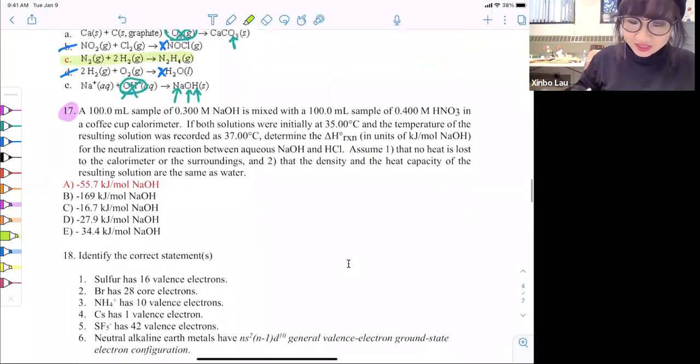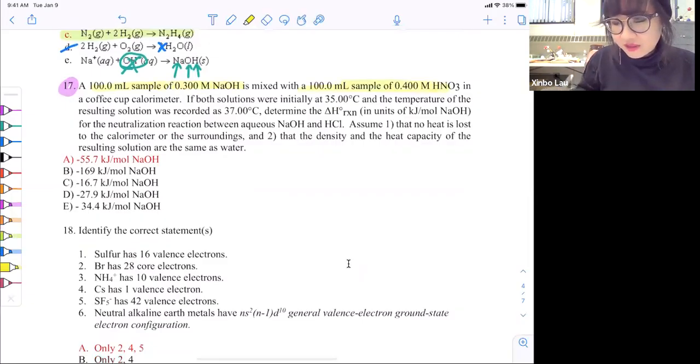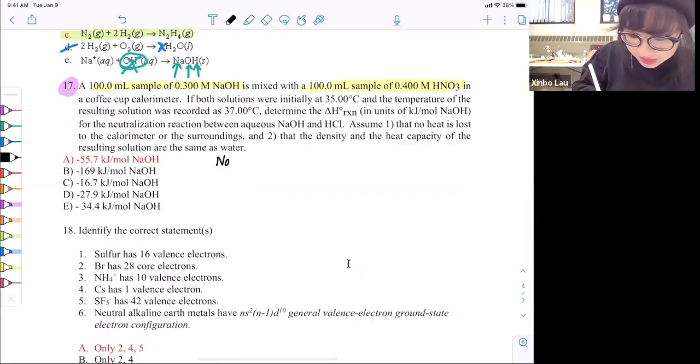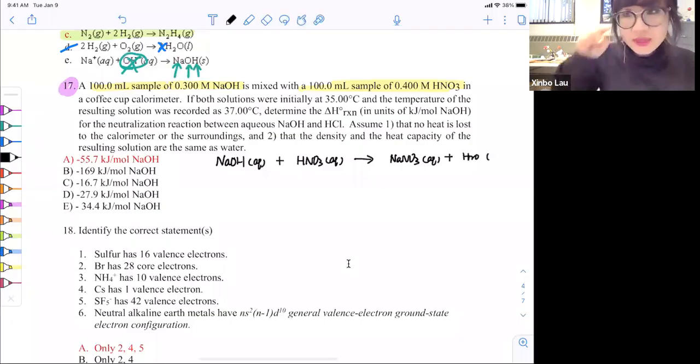Now let's look at the next question. It tells us we have 100 ml of sample of 0.3 molar sodium hydroxide, and 100 ml of sample of 0.4 molar nitric acid. When you see these two, you know that there is a reaction. So let's write down the reaction. This reaction is an acid-base neutralization reaction. I get salt and water. Okay, so that's my reaction equation.